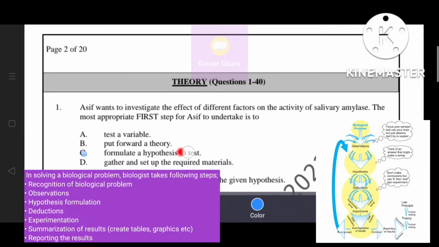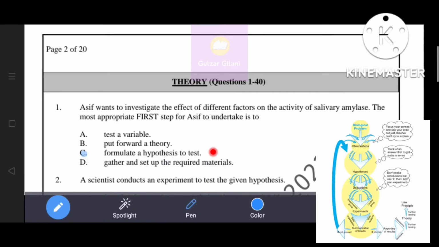Therefore, the correct answer is option C, that is formulate a hypothesis to test. Means option C is the correct answer.